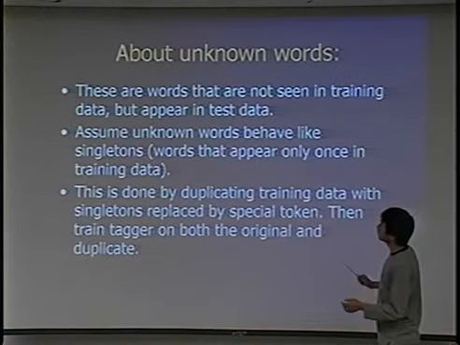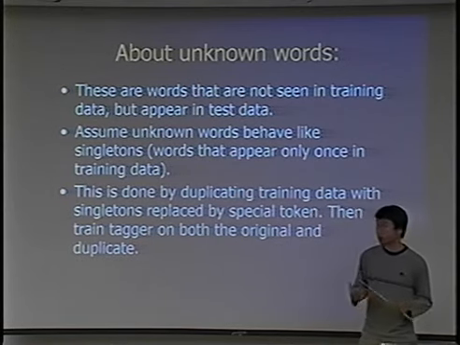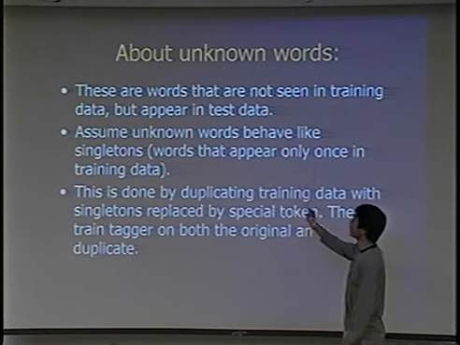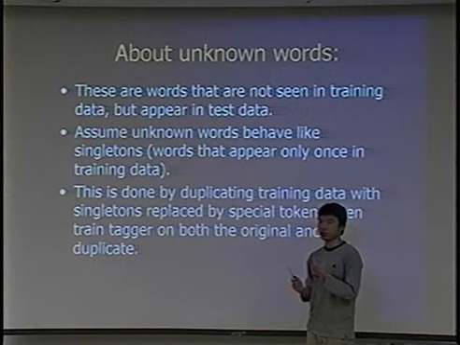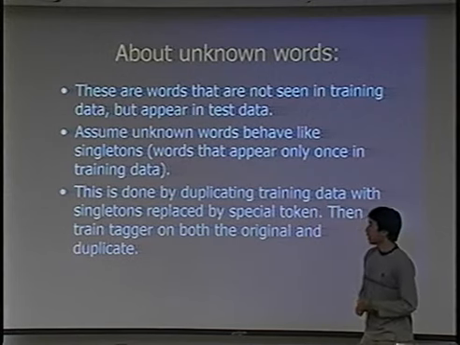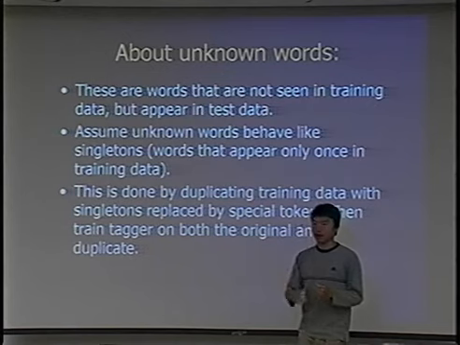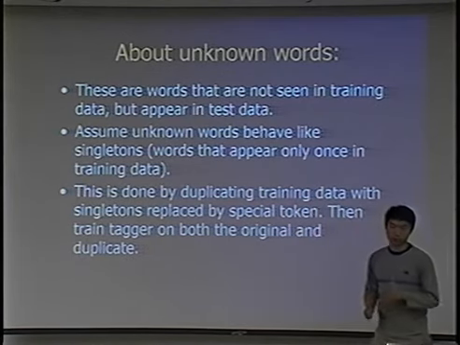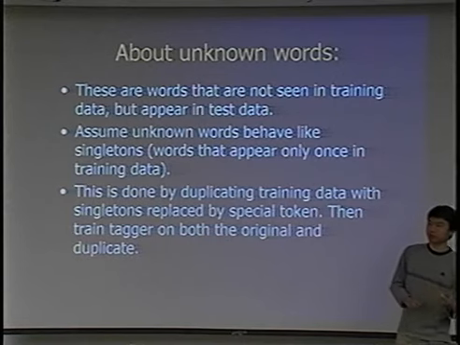One word about the unknown words. When tagging new data, you're going to come across unknown words. And the assumption here is that unknown words are going to behave like singletons, which are words that only appear once in training. I doubled the data, and in the second copy of the training data, I replaced all singletons by a special unknown token. In this way, half the probability mass of the singletons is assigned to the unknown words.